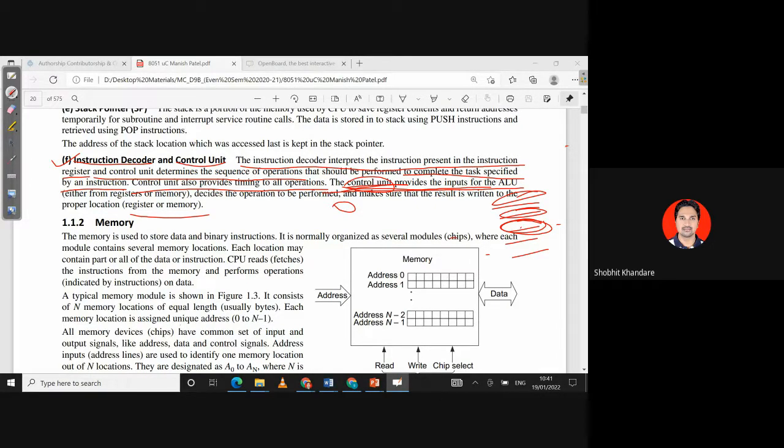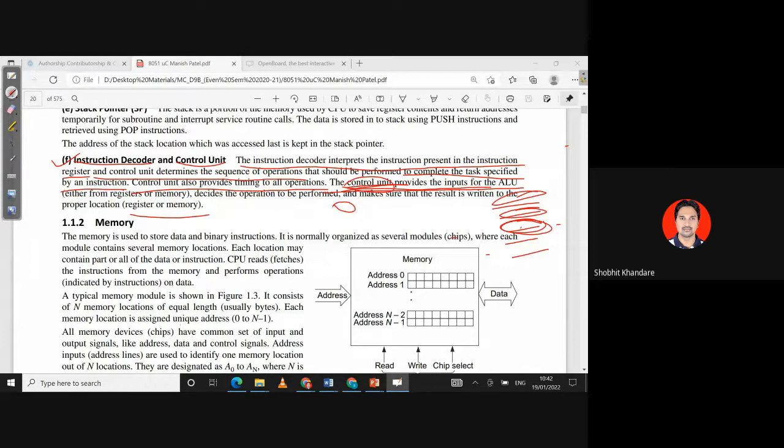Control unit is responsible whether you are reading the data from the memory or from the register, or writing the data into the memory or register. Now there are two terms, reading or writing. Reading the data from the memory or the register and giving to the ALU, or getting the data from the ALU and writing into the register or memory. So these are the two different things.